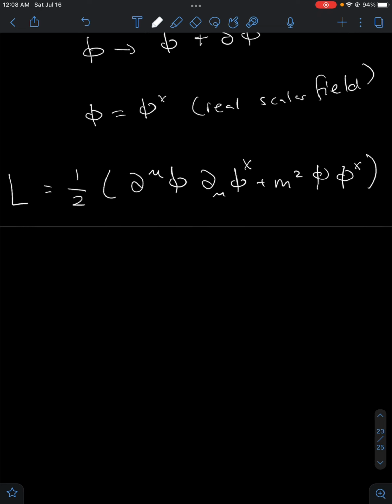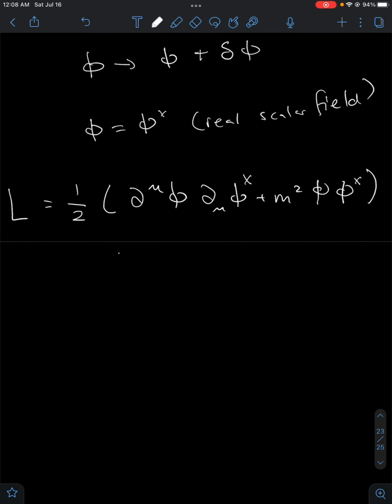So if you had a complex scalar field, and we just changed phi, which is complex, to e to the i theta phi, this means that phi conjugate will also be changed to e to the minus i theta times phi conjugate.